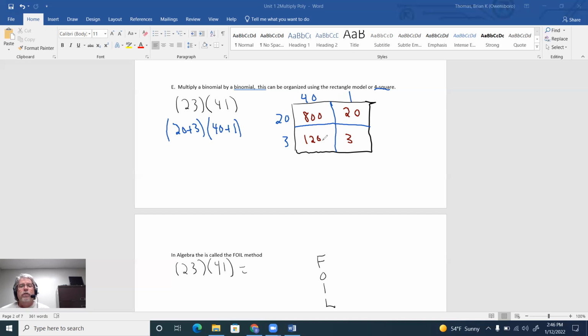So 800 plus 120 is 920. 920 plus 20 is 940, and 3 more would make 943. So this would become then 943. So 23 times 41 would be 943.